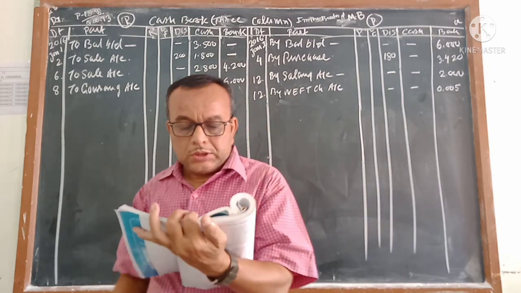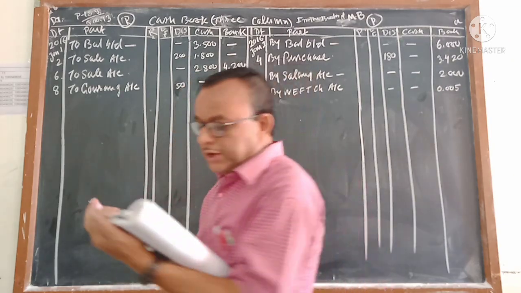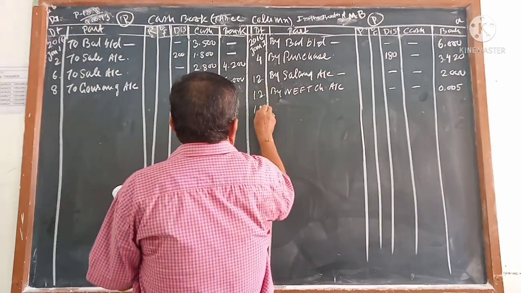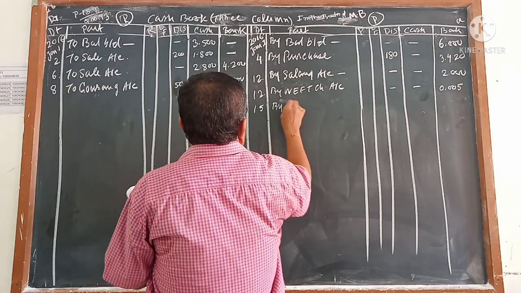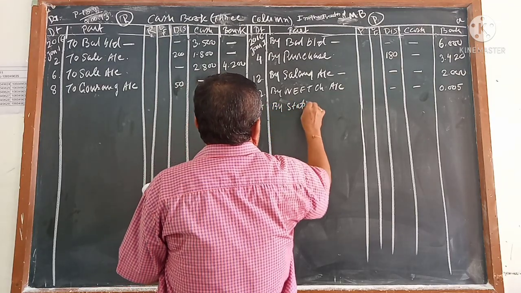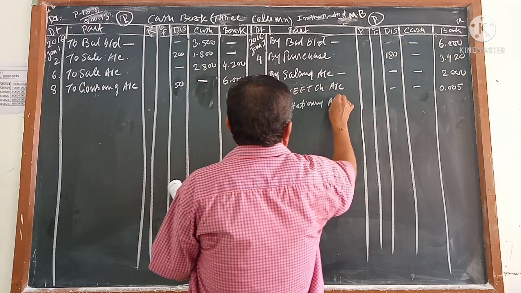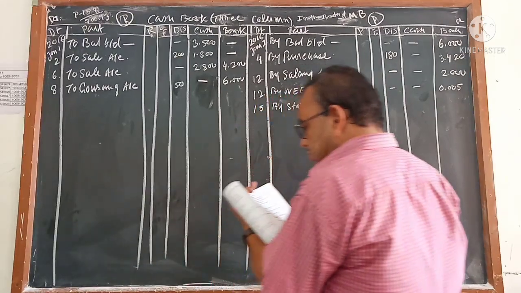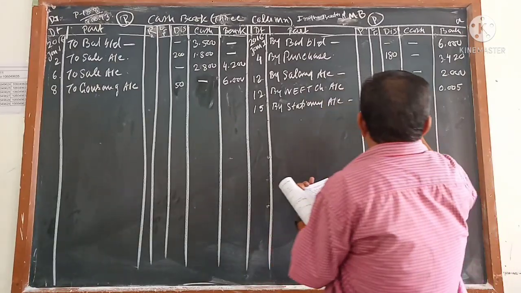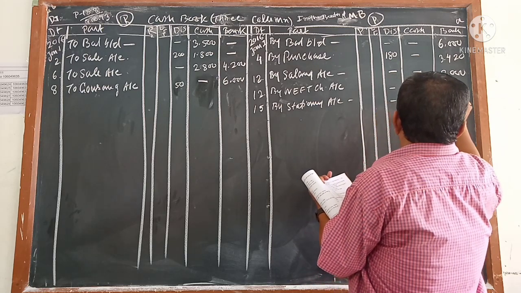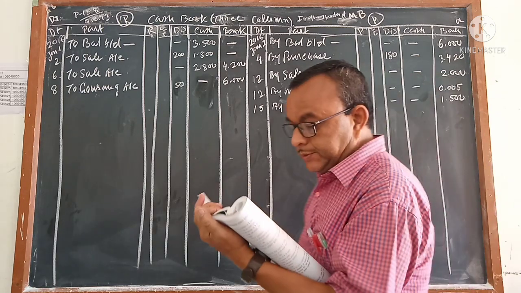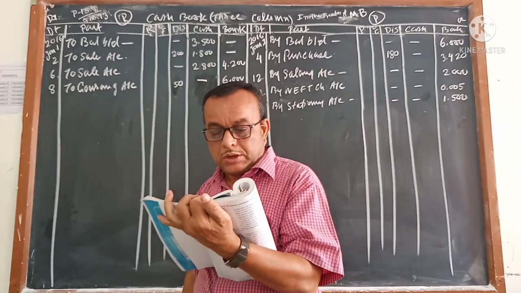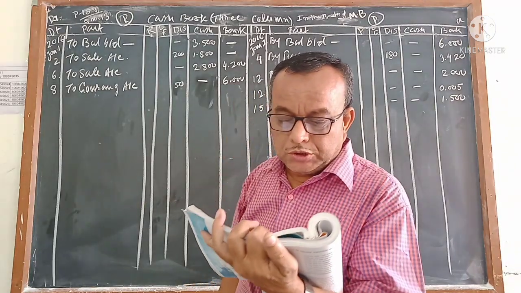Now 15. 1,500 paid for stationery by check. So it is by stationery account. How much? 1,500. 1,500 is stationery expenses which you paid by check. 4,100 deposited into the bank.